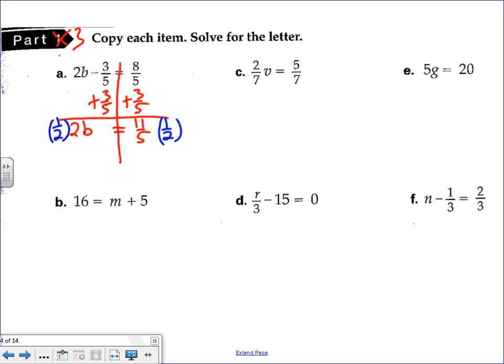Now on the left side, the 2's cancel each other out, and I'm left with 1 times b, which is b. On the right side, first I'm going to check if I can do any simplifying, and I can't for this one. So I'm just going to go ahead and multiply the fractions. 11 times 1 is 11. 5 times 2 is 10. So we end up with b equals 11 over 10.